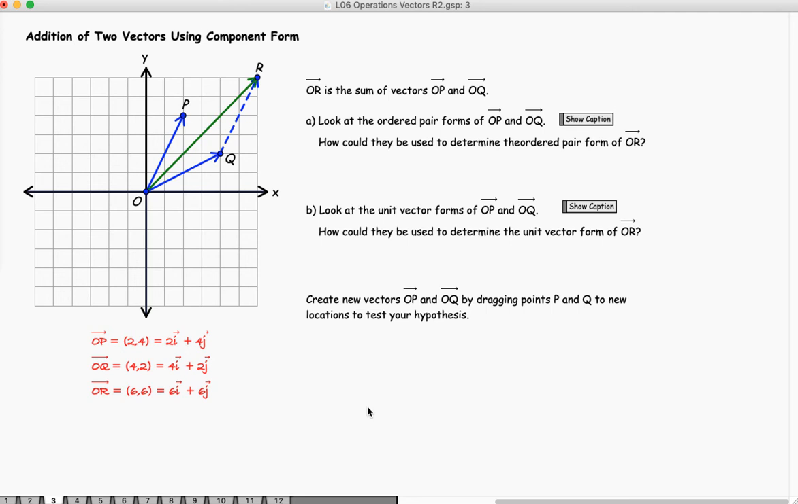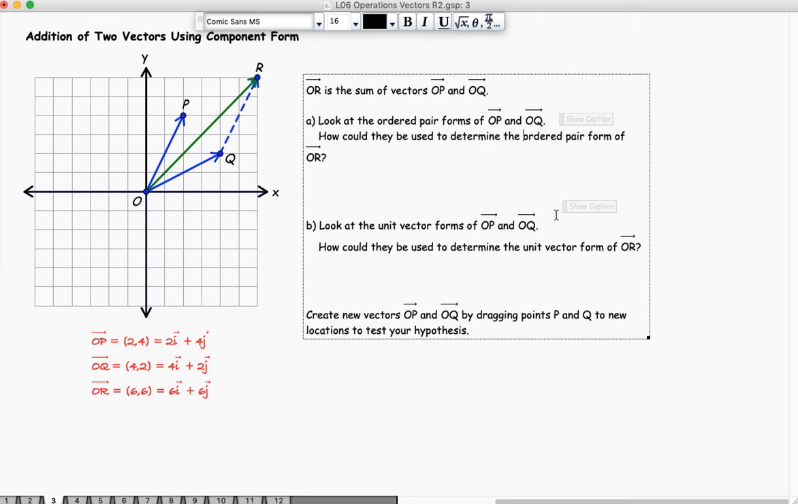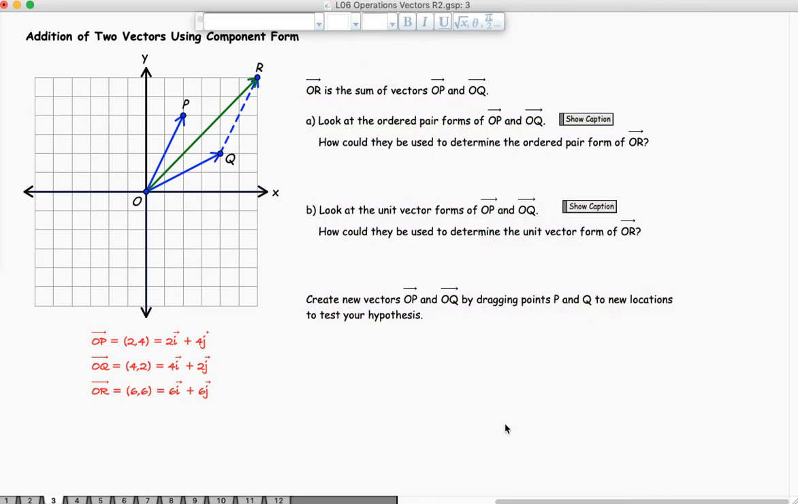All right, I just want to fix this because that's bothering me. There's no space there. What we're going to be looking at now is finding a way to add. We saw that for geometric vectors, it required us to use the cosine law to find the magnitude and the sine law to find the direction. We're going to try and find a way to find the sum of algebraic vectors.